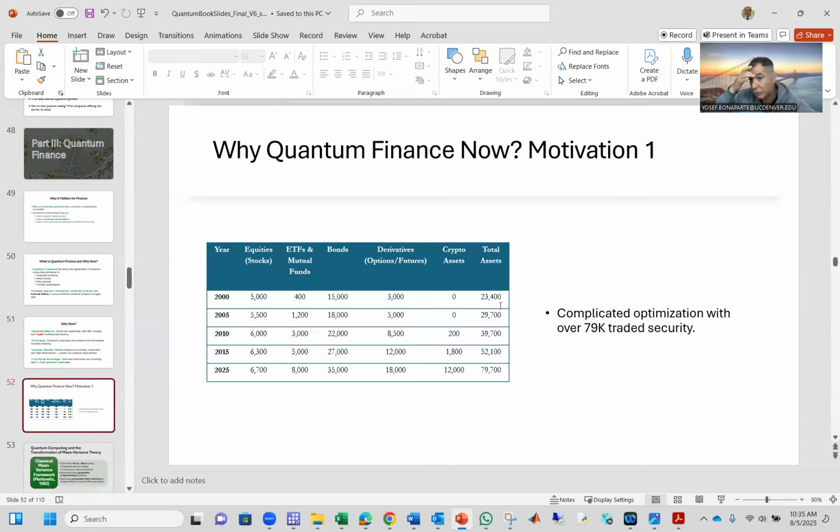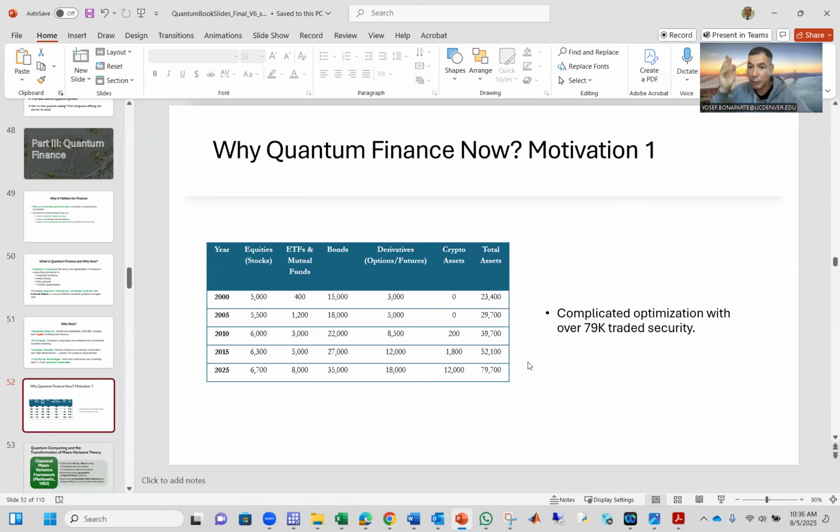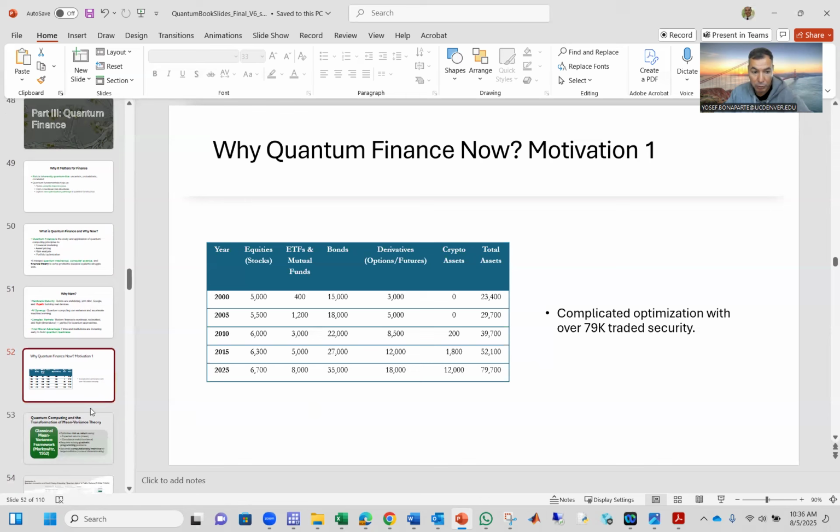Because, as I mentioned in the previous lecture, in 2000 we had about 23,400 securities traded every day. Now we have 79,700 traded every day. It's 3 times. So 20 years from now, it's going to be another multiple. So we're going to have 250,000, 300,000 securities traded. The capacity of these computers is being developed by Rigetti, IBM, and Google. Classical computers cannot handle this number for optimization, even simple optimization. So you need bigger computers to handle this.